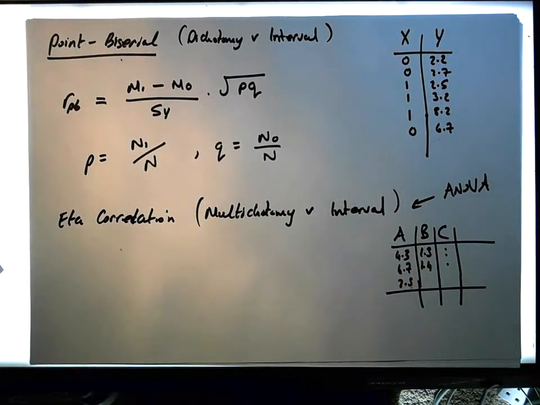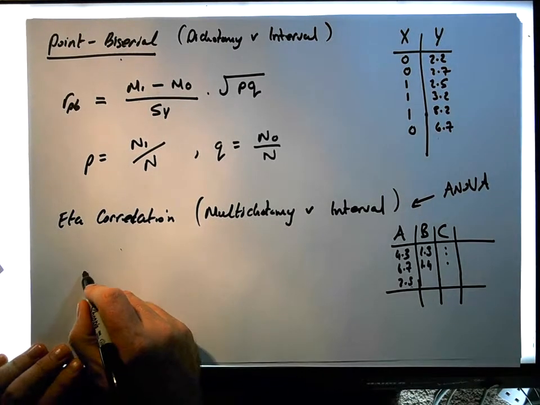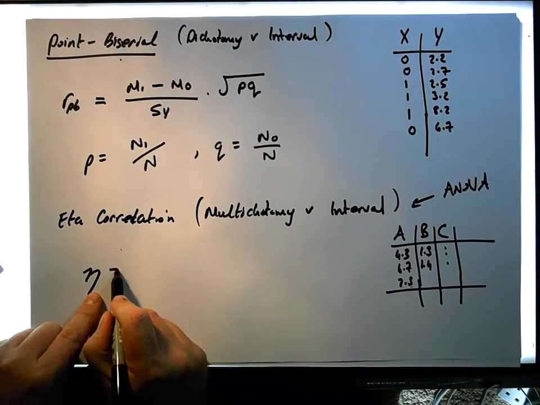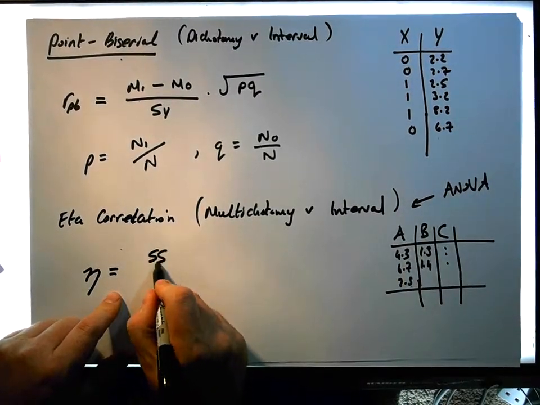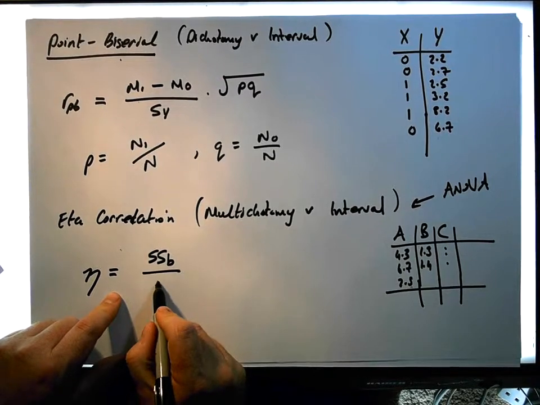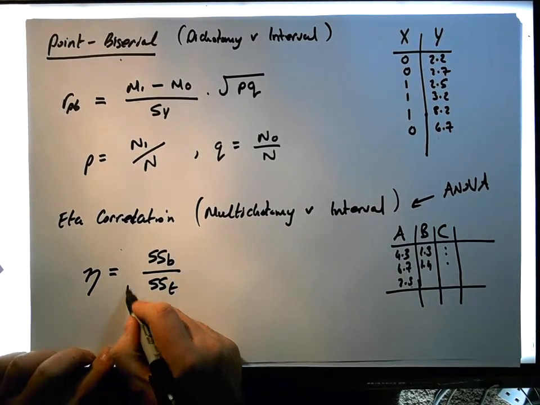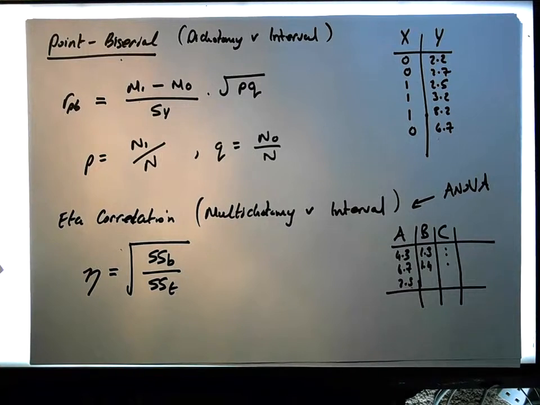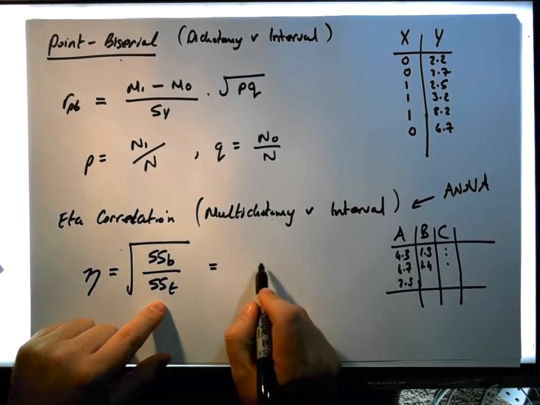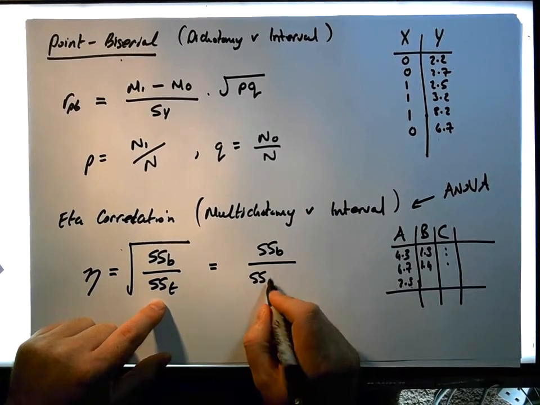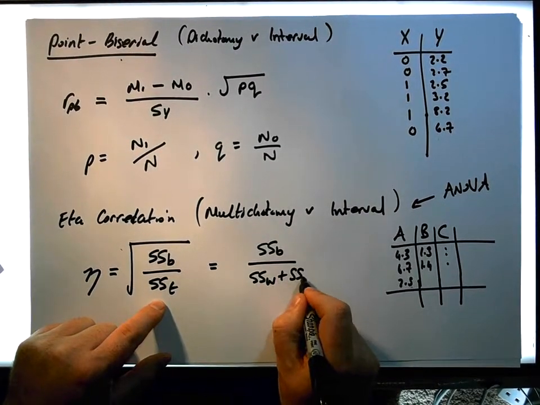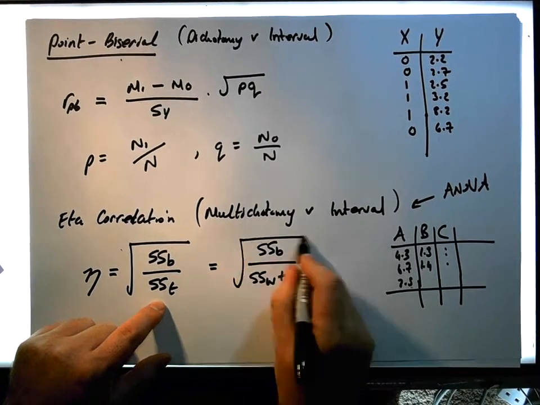The eta correlation coefficient is defined, from an ANOVA perspective, as the square root of the sum of squares between the groups divided by the total sum of squares. The total sum of squares, don't forget, is the sum of squares within plus the sum of squares between. So it becomes the square root of the sum of squares between divided by the sum of squares within plus the sum of squares between.